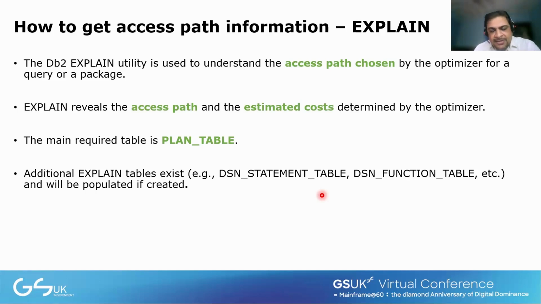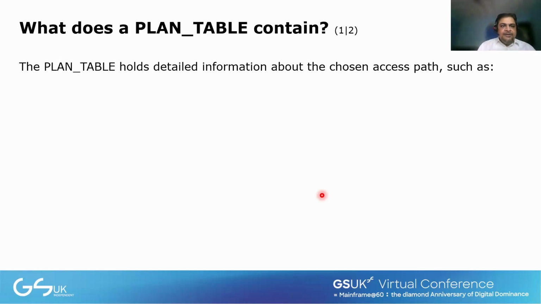In addition to the plan table, there are many more tables which exist to give you a deeper dive into the access path. Those are called the DSN tables, like the DSN statement table or DSN function table. Those also need to be created to understand and pinpoint the problem in your access path, if there is any. So what does a plan table contain?